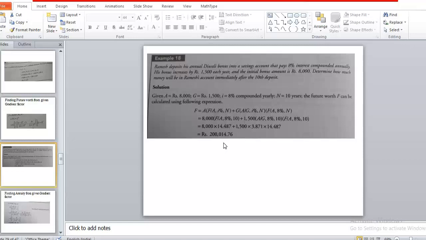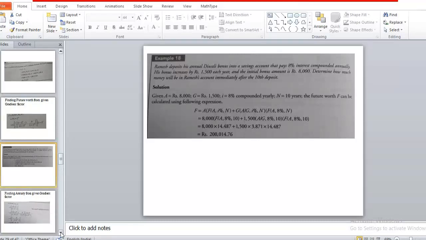So in this example, the future value has two parts. One is from the annuity value and another from the gradient term. So this is the summation of both terms. The total future value is the summation of these four terms that we calculated from the formulas we already went through for finding future worth and finding the annuity from the given gradient factor.